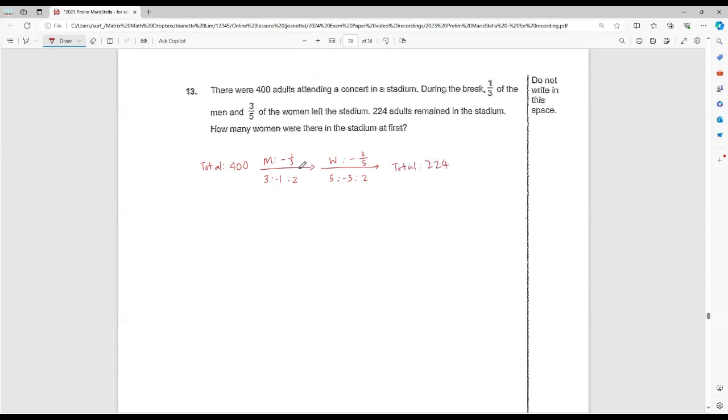Now, whenever you have more than one set of ratio, we have to always find common base, right? So according to the question, they didn't mention that men and women at first are the same. They didn't mention that men and women in the end are the same. So please do not be mistaken. If you see a 2 and 2 here, doesn't mean that they are equal. Question did not say that.